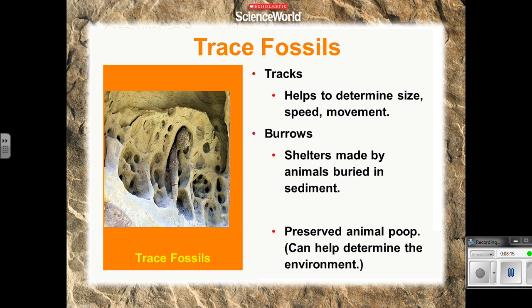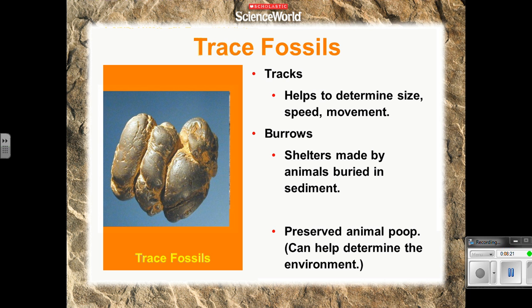Another trace fossil is preserved animal poop, and this also helps us determine the environment. It's called coprolite, kind of like crapolite. But this is important information because it will tell us what the organism ate, and that gives us an idea on other organisms around. It will also tell us what type of plants were there because we can dig in and find some information about this.